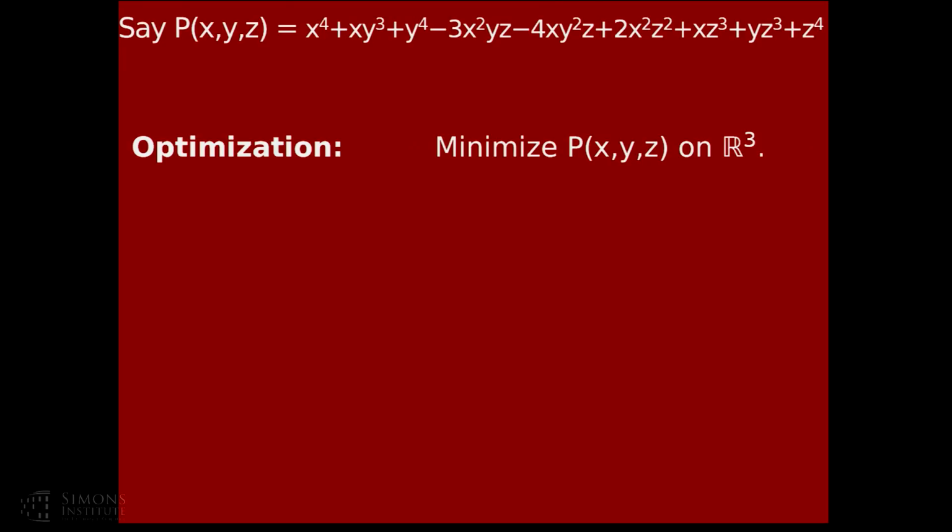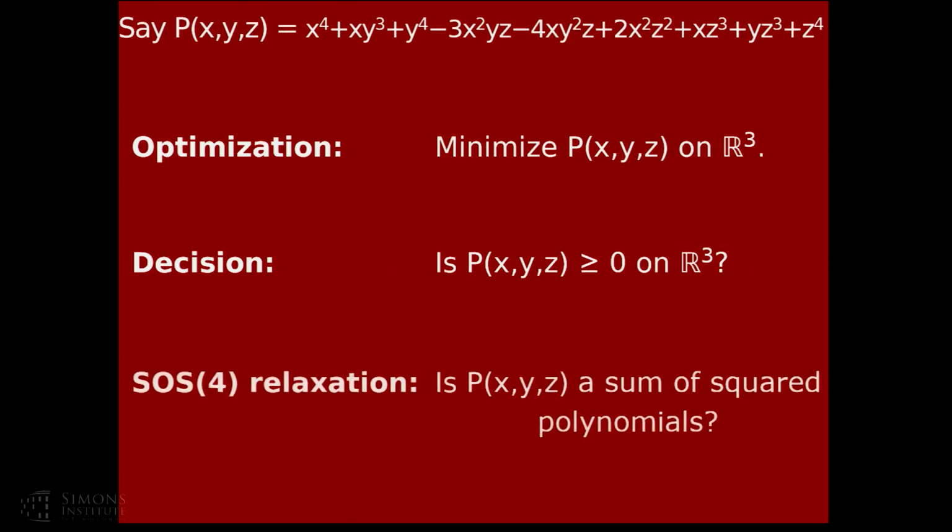Well, to make our lives simpler, instead of optimization, we can just switch to the decision version of the problem: try to decide, for any particular target value, like 0, is it the case that p(x,y,z) is greater than or equal to 0 on the reals? So this is an example of a kind of hard problem. And so the SOS relaxation for this particular problem would be the following.